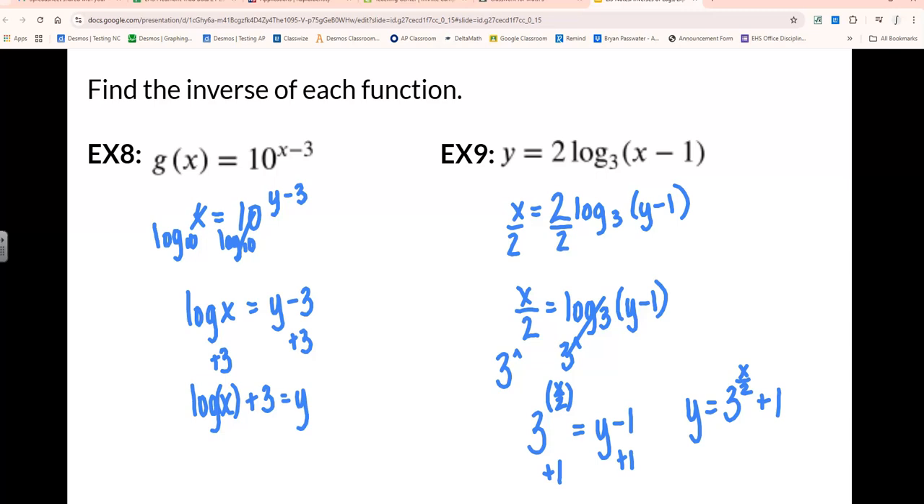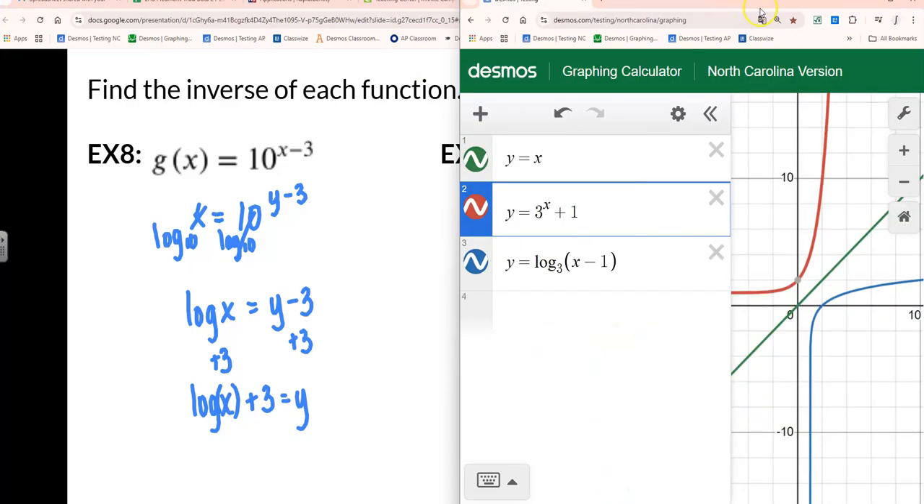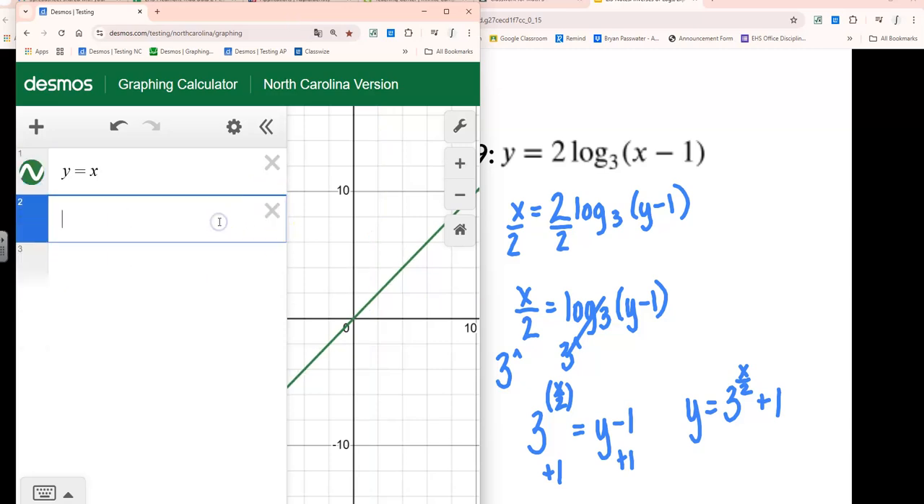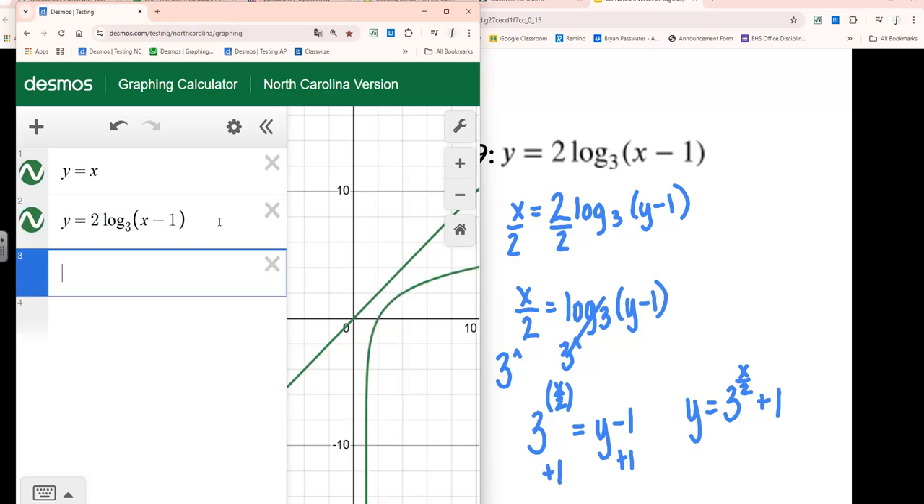Okay? And especially, that's about as complicated as it should get for you on these, but especially on those that are a little bit tougher, it's a good idea to do f of x, or y, I guess it was, y equals 2 log base 3 of x minus 1, and then graph your answer, y equals 3 to the x over 2 plus 1. Make sure they look symmetric. They do. So we've got that. Okay, questions?